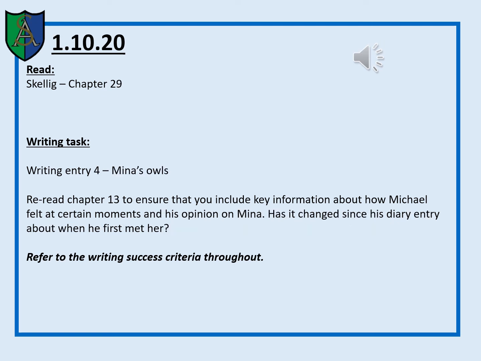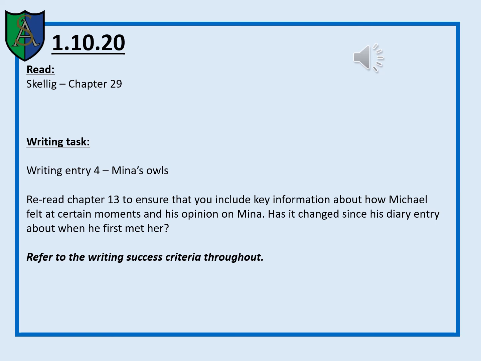So for Thursday's lesson today, we're going to start by reading chapter 29 of Skellig. And your writing task is to write the final diary extract that we're going to be writing in role as Michael, where Mina takes Michael to see those tawny owls for the first time up in sort of the rafters of a house. So reread chapter 13 to make sure that you have all of that key information.